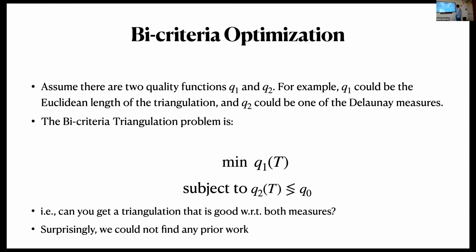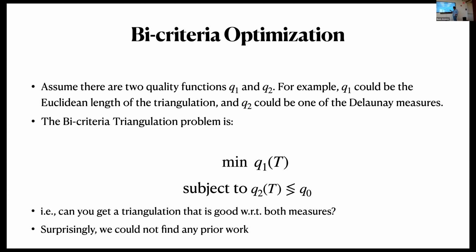So suppose there are 2 quality functions, Q1 and Q2, on the space of triangulations. Like Q1 could be the Euclidean length of a triangulation, and Q2 could be how close it is to Delaunay, right? And maybe I want to play with the trade-off between the two. Maybe I want something that's good in both respects. We know how to compute the least Euclidean weight triangulation. We know how to compute Delaunay triangulations, and they will usually not be the same. What if I want to play between the trade-off?